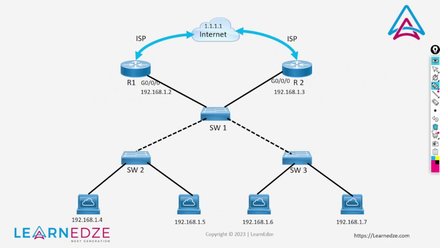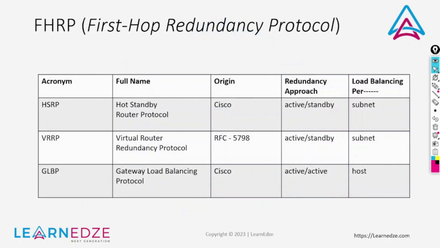To solve this problem, the FHRP comes into the picture, that is First Hop Redundancy Protocol. This FHRP concept helps to get a redundancy link in our default gateway. And there are three types of FHRP redundancy protocol. First one is HSRP, number two is VRRP, and number three is GLBP. So HSRP is a Cisco proprietary protocol, so you can apply HSRP only on Cisco devices. If there are other vendors mixed into your network, then you cannot use the HSRP protocol.